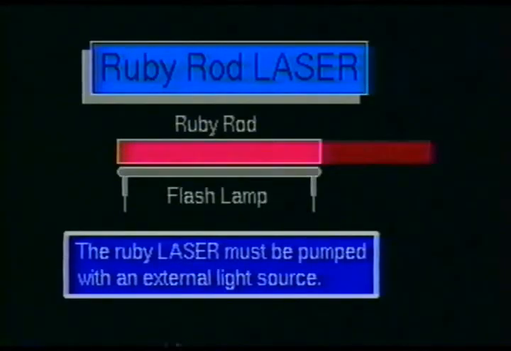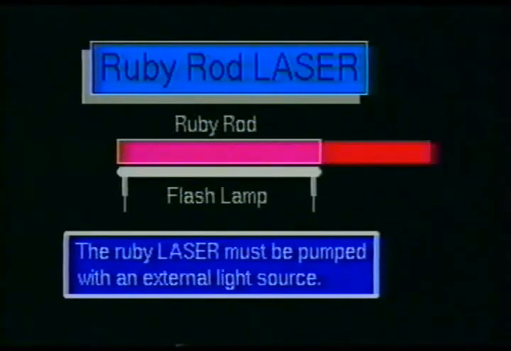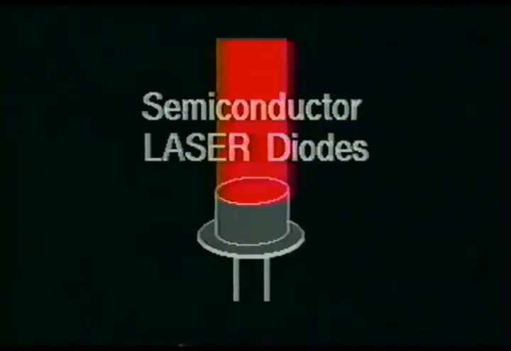The major drawback of the ruby rod laser was that it had to be pumped with an external light source. In other words, a separate light source, like a flash lamp, had to be used to excite the molecules of the ruby rod into producing this concentrated form of light energy. This severely limited the speed with which information could be modulated and sent to the fiber core. A faster method had to be developed.